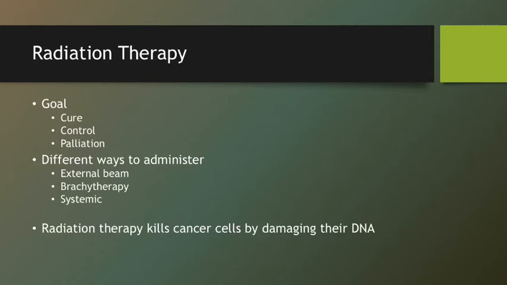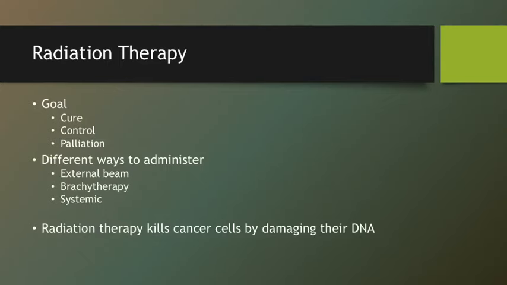Radiation therapy. The goal of radiation therapy is cure, control, or palliative. You can have radiation therapy to decrease the size of the tumor so chemo is more effective, or to decrease the size of the tumor because the patient will feel better. Again, if that happens in the brain, or if it happens in the abdomen or something, or if it's a tumor that's pushing on the heart.